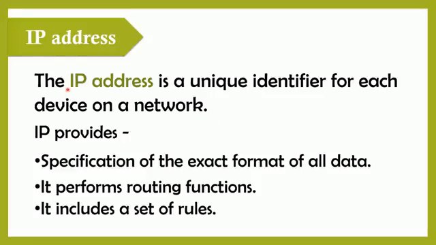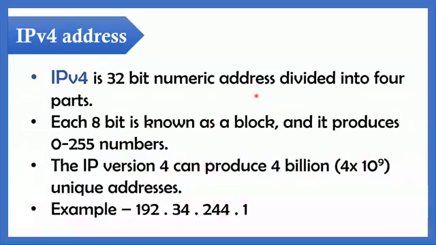Now what is an IP? Internet Protocol. It is the transmission mechanism used by the TCP/IP protocol. This protocol resides on the network layer. IP provides specification of the exact format of all data. It performs routing functions and chooses the path for sending the data. It includes a set of rules that embody the idea of unreliable packet delivery.